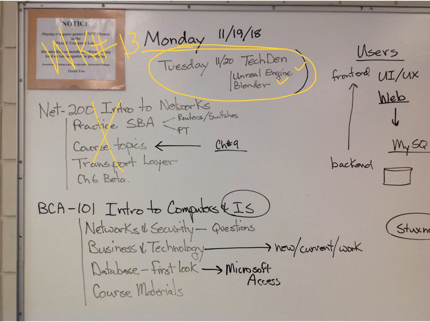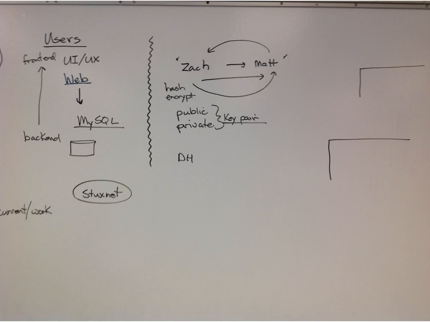But today we're talking about BCA-101, Information Computers and Information Systems: Networks and Security, Business and Technology, New Current Work, Microsoft Access, First Look, Databases. Are you working through the course materials? Of course, you should be. First thing we talk about is sometimes referred to as a full stack.